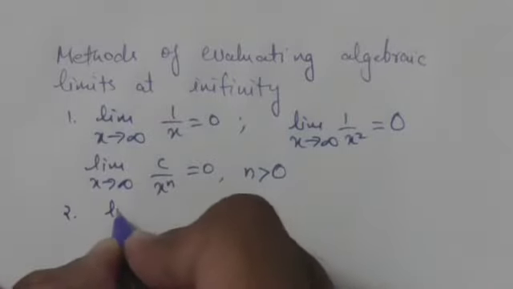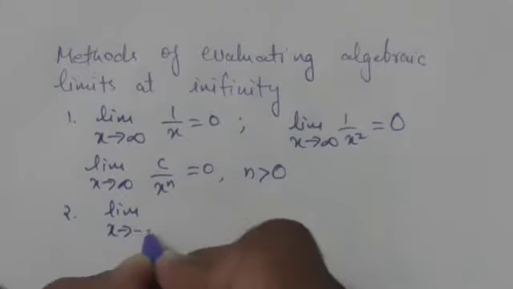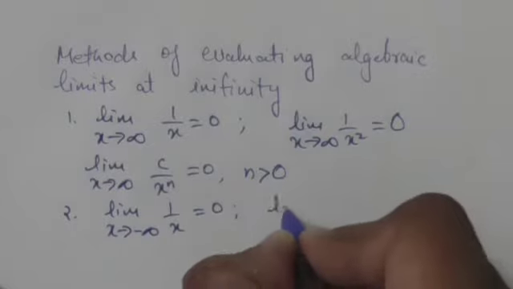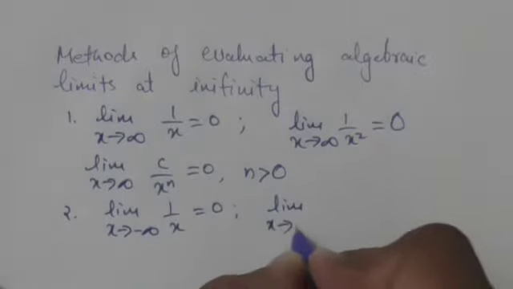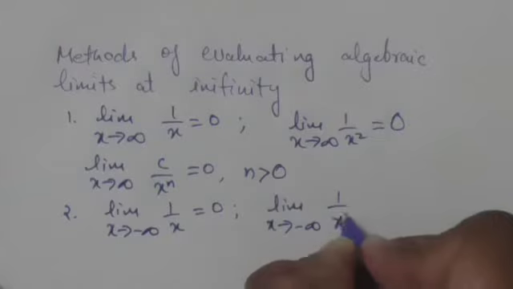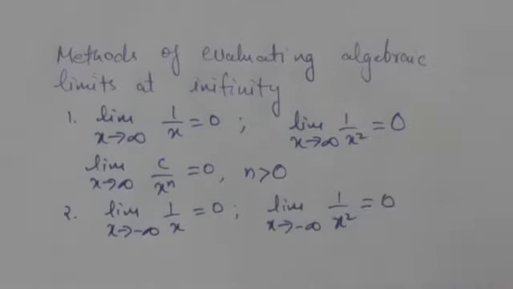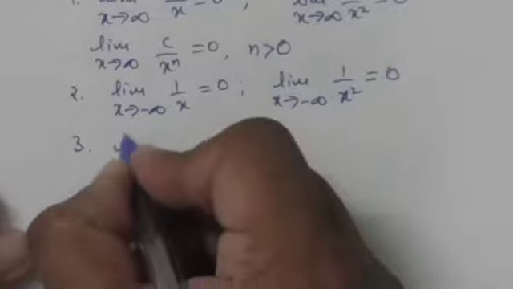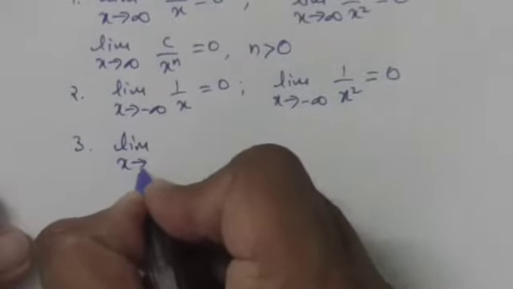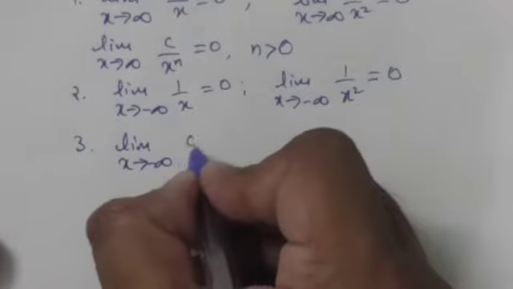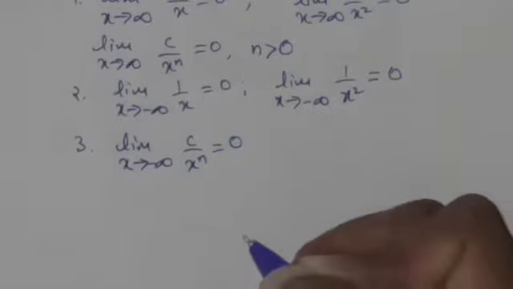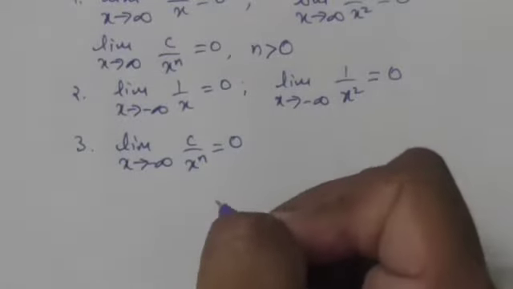Second is limit x tends to minus infinity 1 upon x is equal to 0, and limit x tends to minus infinity 1 upon x square is also equal to 0. And limit x tends to minus infinity c upon x raised to power n is also equal to 0. Now these points will be very helpful for us to solve the problems.